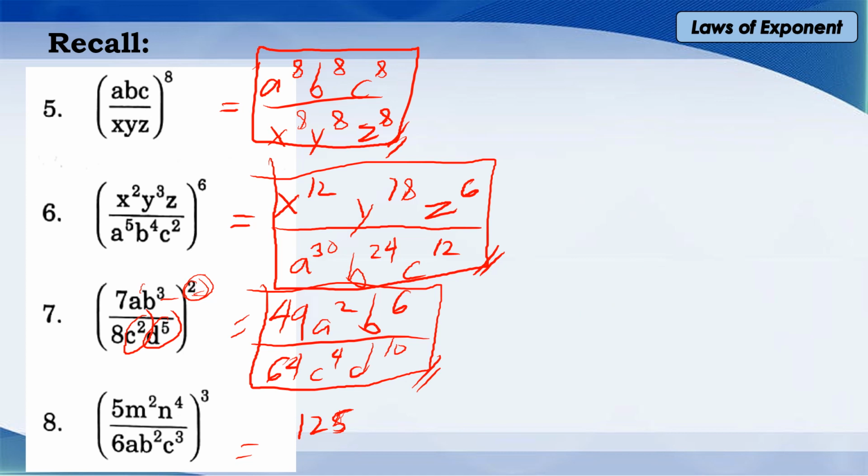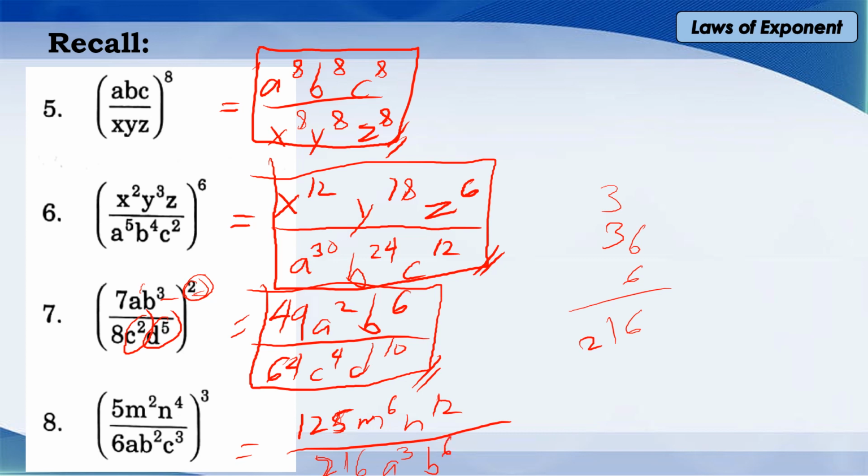Then, m squared raised to 3, magiging m raised to 6. Then, for n raised to 4 cubed, siya magiging n raised to 12, all over 6 raised to 3. 6 times 6, 36 times 6, 216. Then a raised to 3, b raised to 6, then c raised to 9.